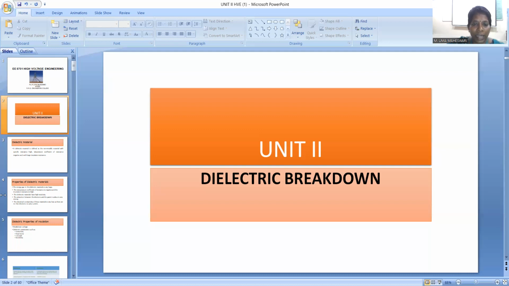So this N can be represented in terms of current, because the flow of electrons is nothing but the current. N is represented as I and N naught is represented as I naught. So the total average current in the gap before breakdown is equal to I naught e power of alpha d divided by 1 minus gamma into e power of alpha d minus 1. So this is the current expression for the second ionization process.